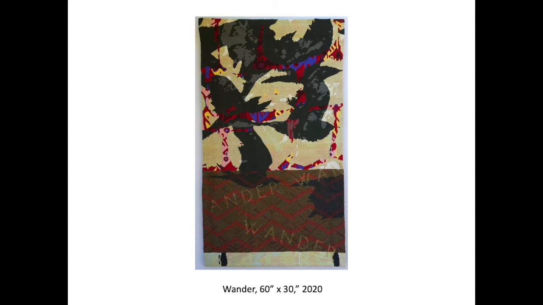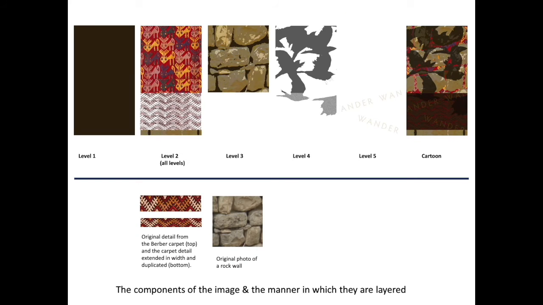I am going to dive a little deeper into the design process as I discuss Wander, explaining, hopefully somewhat clearly, how the image is built in Photoshop. This slide shows the different layers of the image and how they interact. Level 1 on the left is the background layer. It is a dark gray. Level 2 sits on top of Level 1.